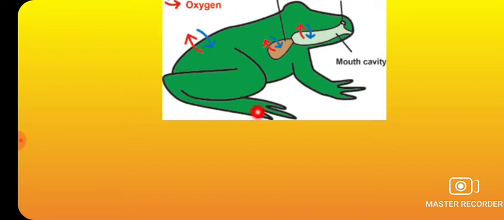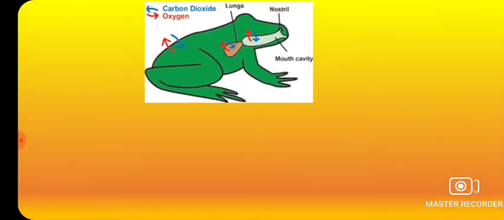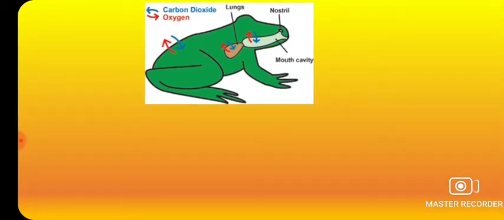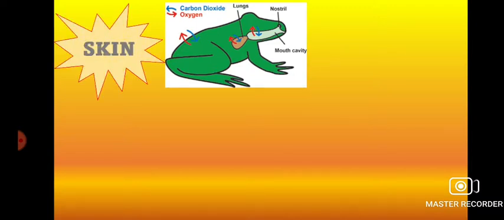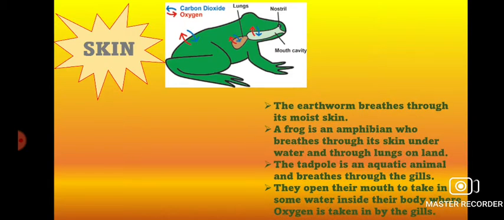This is happening by what? Can you see any extra organ? No. So this is happening entirely through the skin. But here we can see other organs, that is the nostrils and the lungs. So we can say this animal is an amphibian, or we can say this animal is a frog-type animal. They breathe through the skin.